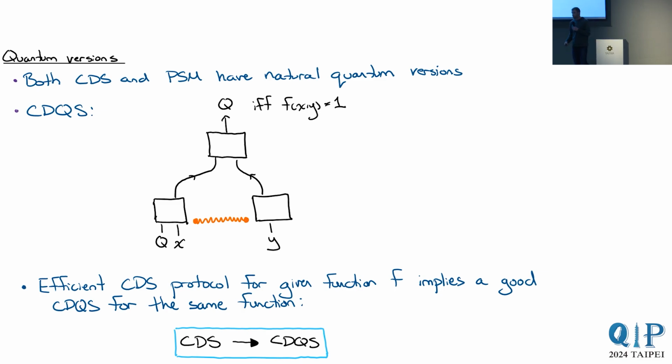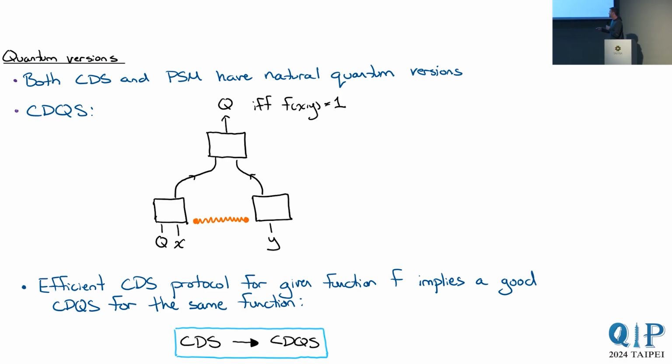Good. So both of these primitives have natural quantum analogs, right? I'll describe the quantum analog of CDS, and then the PSM one is obvious from there. So in the quantum setting, we're going to let Alice and Bob share entanglement. There's still a secret, okay, which was previously a string and now is going to be some quantum system that I'm calling Q. And the goal here is the same. So we would like for the referee to be able to recover that system Q if and only if the value of this function is 1.